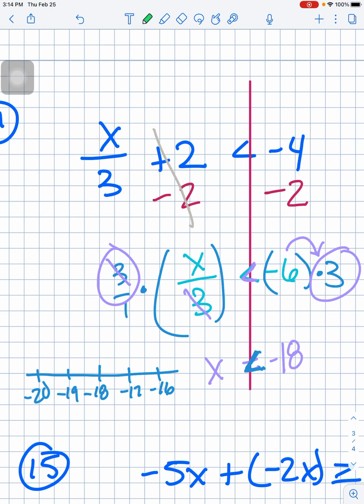I'm going to circle my solution of negative 18, and then since it's less than and not equal to, I'm going to leave it as an open circle. Then I'm going to highlight on the number line where the numbers are less than negative 18, which is to the left, which also happens to be the same direction that the less than symbol is pointing.